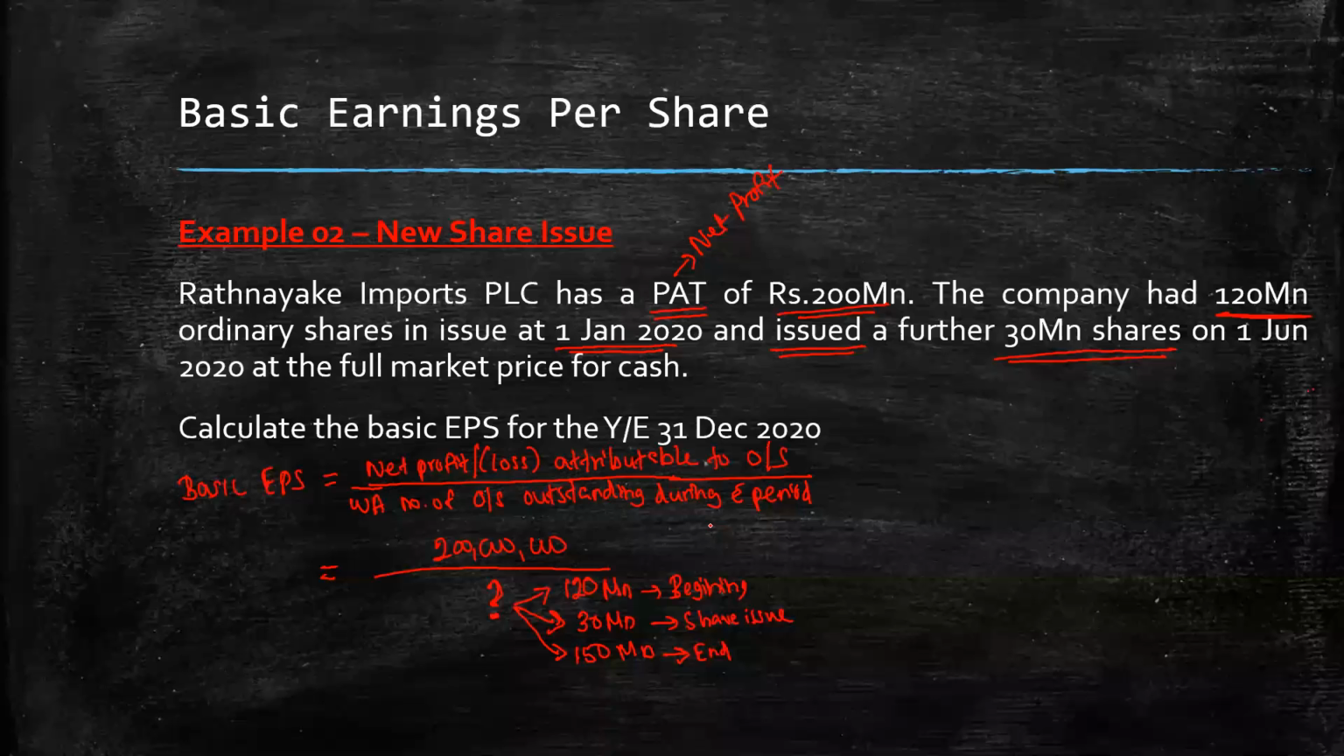We need to calculate the basic earnings per share. How to calculate? Net profit or loss attributable to ordinary shareholders, we need to divide by the weighted average number of ordinary shares outstanding during the period. Now we directly can't take this figure. Why? There is a share issue during the mid of the year. So my question is, what is the figure we should consider then?